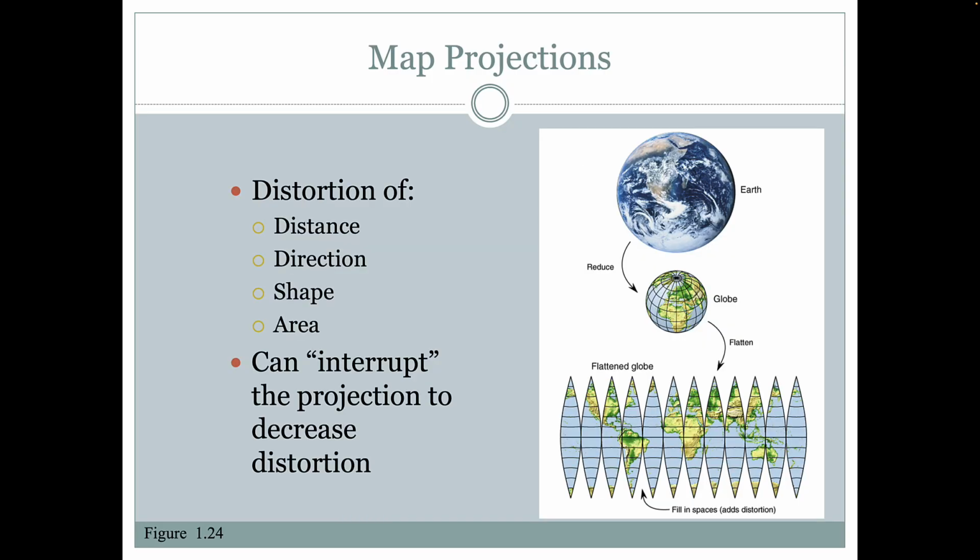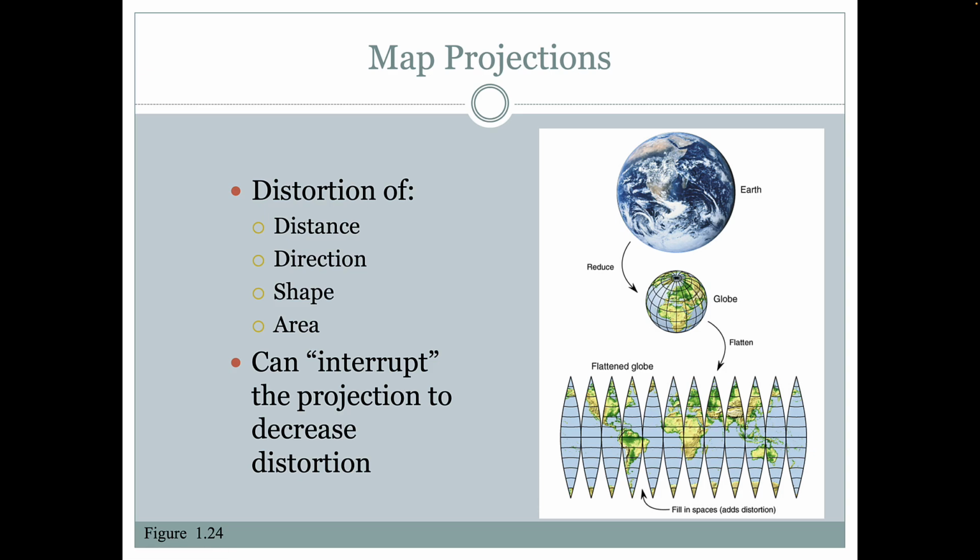But when we project a round globe onto a flat surface, we're going to have distortion. There's just no way around this. There's always going to be some sort of distortion. Sometimes we can make it so there's no distortion in distance or direction or shape or area, but not all of those things. So we choose what kind of distortion we want to show on a flat map of the globe.